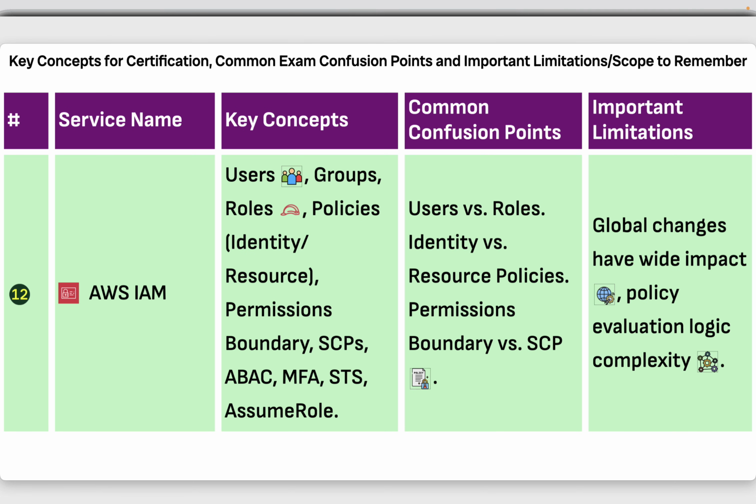Next, AWS IAM. Key concepts are users, groups, roles, policies, and that can be identity policies or resource policies. Permission boundaries, service control policies, attribute-based access control, ABAC, MFA, multi-factor authentication, STS, Security Token Service, and assume role. Exam confusion points are users versus roles, identity versus resource policies, and permission boundaries versus service control policies. And limitations are global changes have wide impact, and policy evaluation logic complexity.